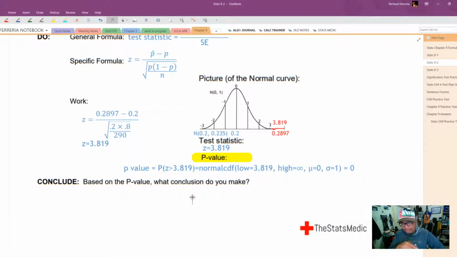I've gone ahead and shoved everything over just to make room. We got the p-value is equal to the probability that z is greater than 3.819. On the calculator, you're going to do a normal CDF with the low of 3.819, the high of infinity, and mu is 0 and sigma is 1.